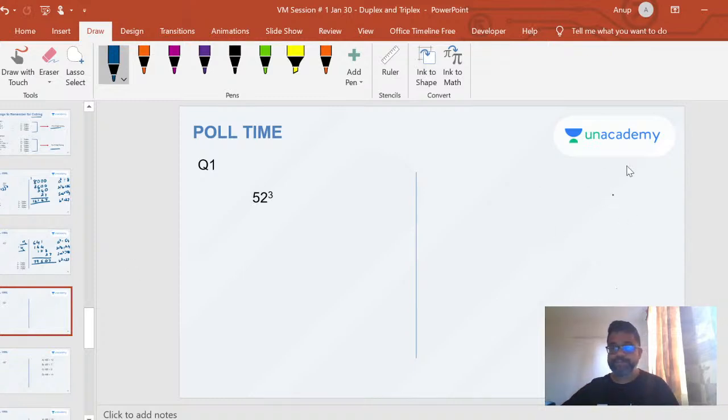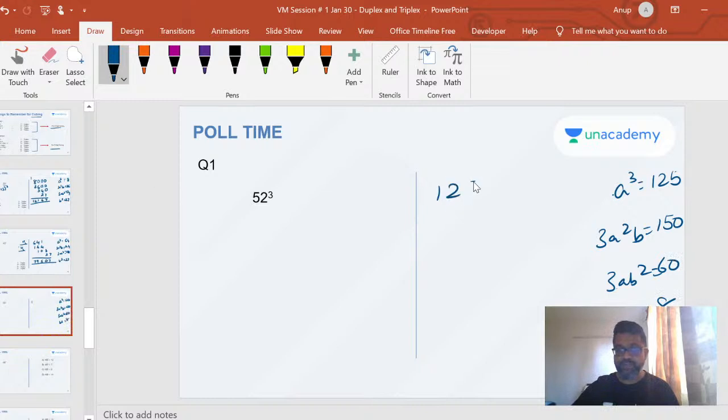Same method. A cube, 3a squared b, 3ab squared, b cube. What will be a cube? 125, right? A squared b is 25 into 2, 50. 50 into 3, 150. AB squared is 4 into 5, 20. 20 into 3, 60. And b cube is 8.